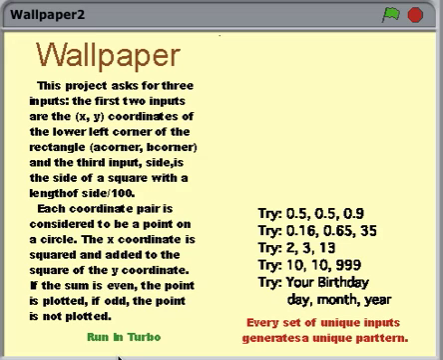This is my latest Scratch project called Wallpaper. Essentially what it does is it takes a rectangle in the upper right hand corner, the first quadrant, and it divides that rectangle into a large number of very, very small squares. The size of those squares is controlled by 3 parameters that the user puts in.